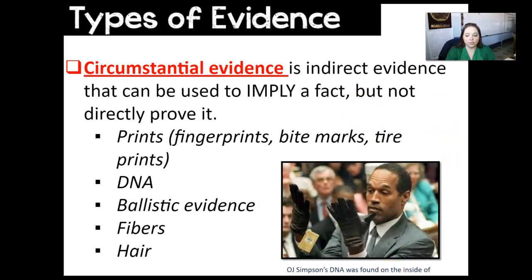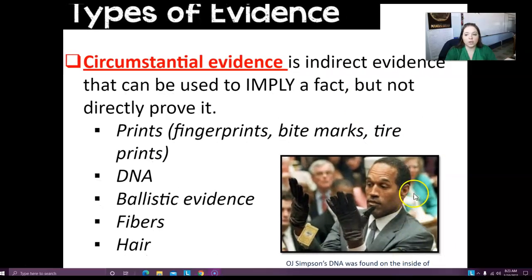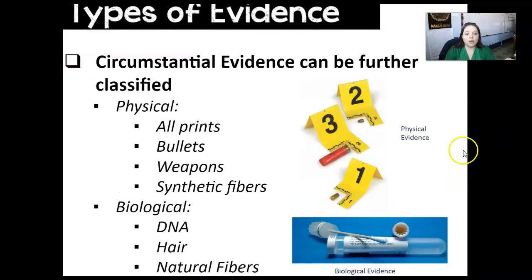Next, you have circumstantial. So circumstantial can be put into two different parts. It is indirect evidence that can be used to imply a fact, but not directly prove it. Like direct, remember, one-on-one, that they see it. This is, well, it could be that person. How? Like fingerprints, which we'll get into, bite marks, tire prints, DNA, ballistics, fibers, hair. Now this gets broken up into a couple different parts because it's such a broad range, they broke it into physical and biological.